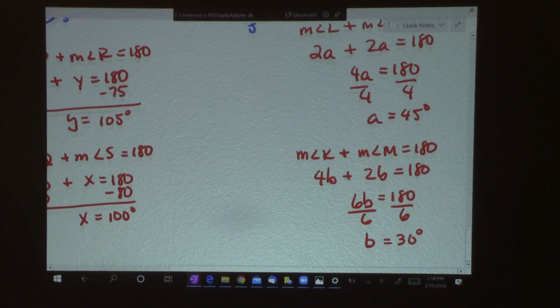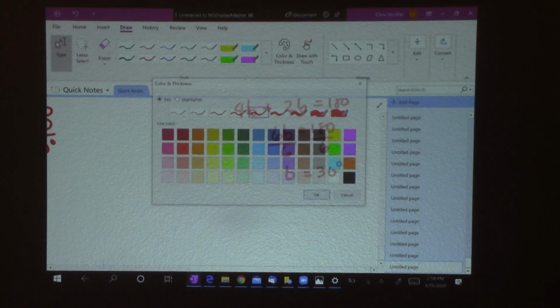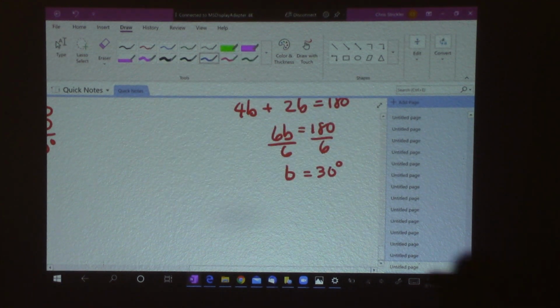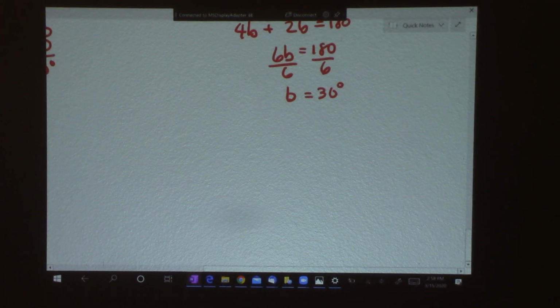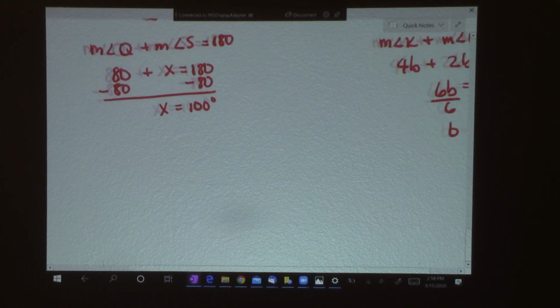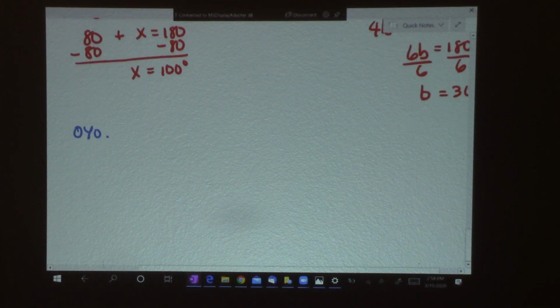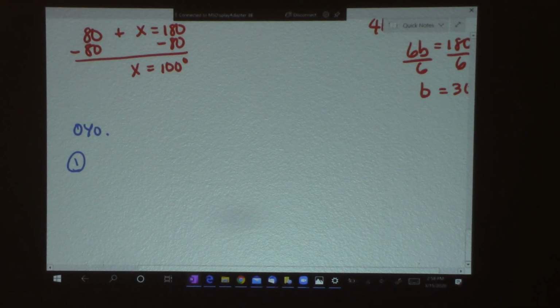Okay, so I'm going to be drawing these pictures. You feel free to go ahead and start working on the OYOs, and I'm sure by the time I'm writing them, I'm going to move this over a bit, we'll be caught up. Find the variables. Number 1.